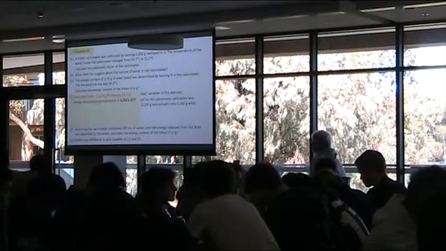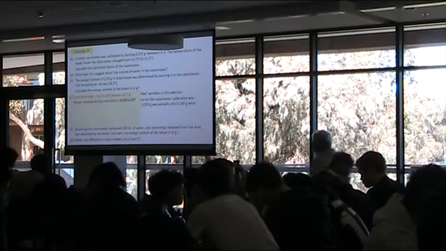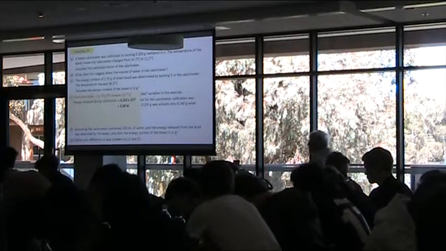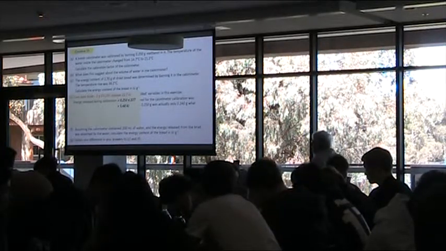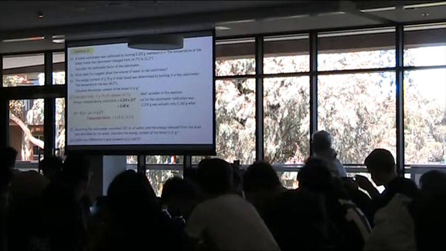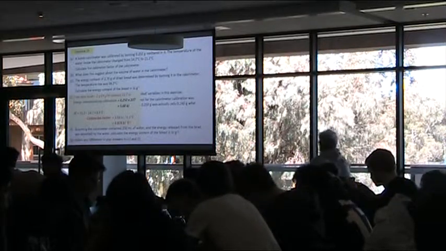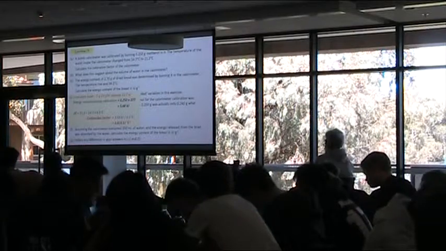The energy released during calibration is 0.25 by 22.7. There's a missing decimal there. 5.68 kilojoules. And delta T, the change in temperature, is 6.5, if my maths is right. So you've got your calibration factor, 0.874 kilojoules per degree Celsius.